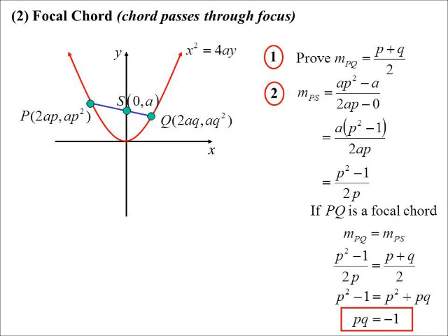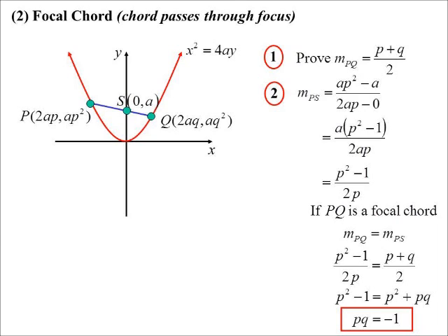So the only way a chord could be a focal chord, or pass through the focus, is if the two parameters multiply together to give -1. It's the only way. And you'll find there's a lot of questions where you have to go and prove that little relationship. So often that's the key. You see focal chord, and if you have to go and prove something in there, you're probably going to have to use the relationship pq equals -1. So you'll have to prove that little relationship. So that's how we prove it, equate the two slopes.